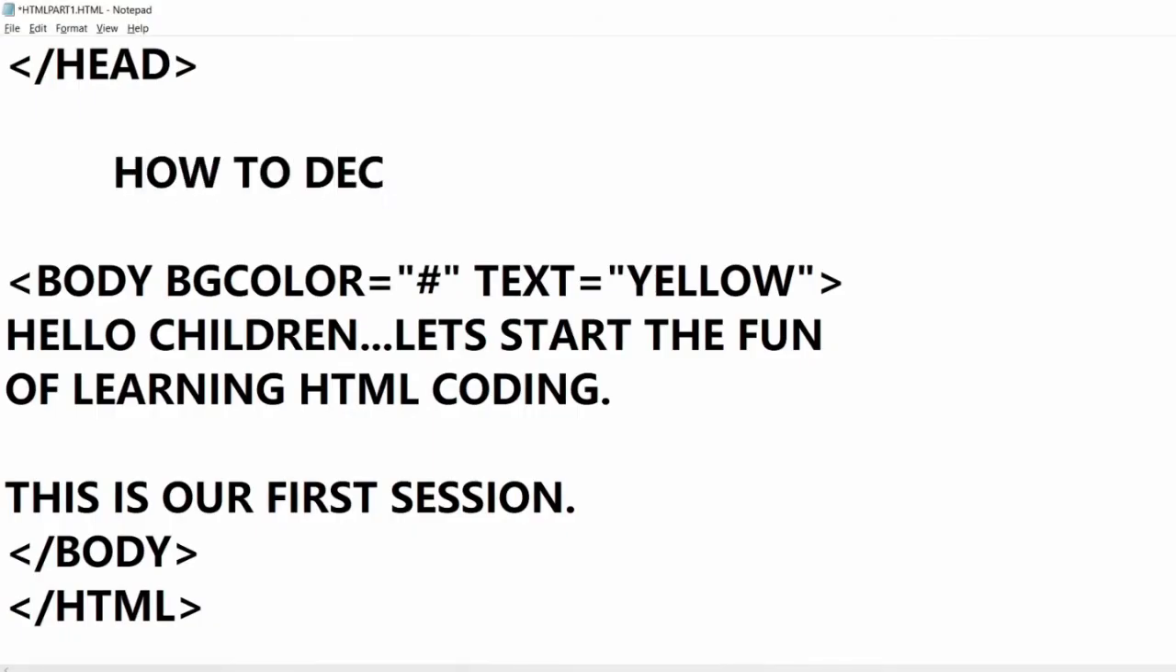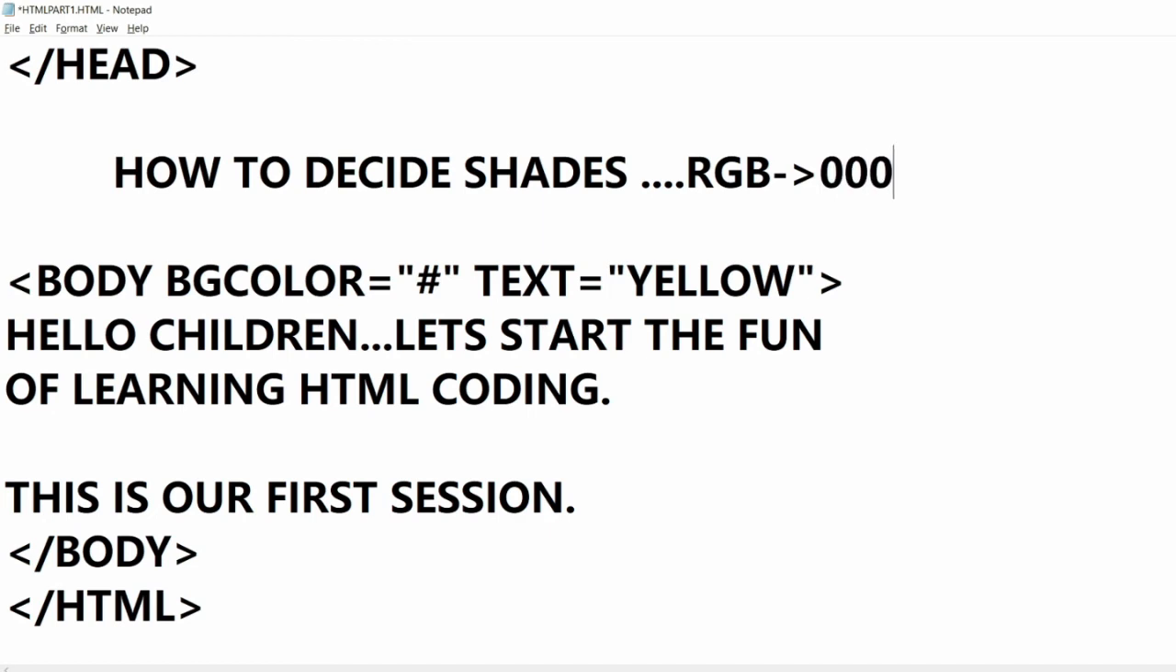So you must be thinking, how to decide about the shades? Because it is based on RGB color. So what happens if you take all the 6 digits as 0, that is no shade for red, no shade for green and no shade for blue, that is 6 zeros, you will get black color. Now if you want white color, for red, green and blue you take the last digit, that is all the 6 digits you put as F, you will get white color.